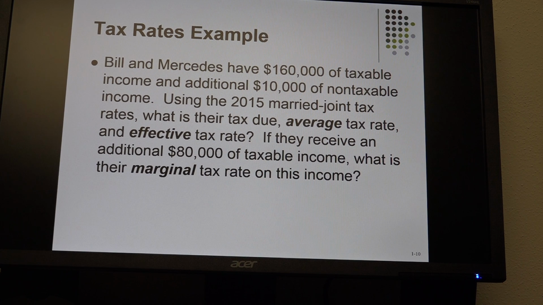So we have this example. You've got $160,000 of total income and an additional $10,000 of non-taxable income, and they're filing joint tax returns. So they ask the question: what's their tax due, their average tax rate, and effective tax rate? An additional question is, if they receive an additional $80,000 of taxable income, what is their marginal tax rate on this income?